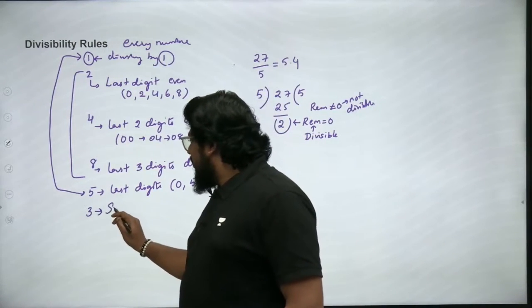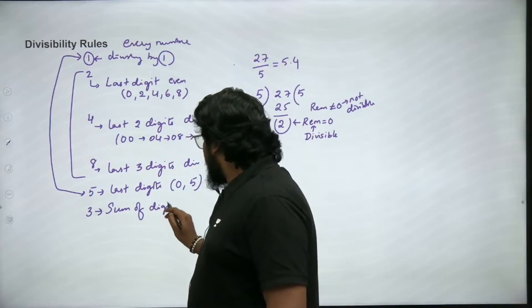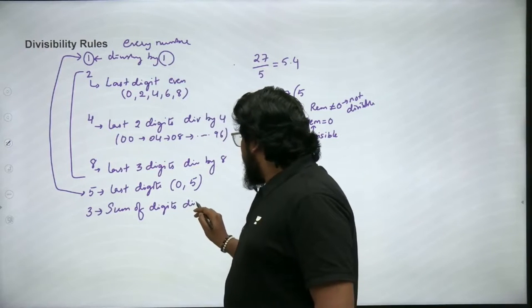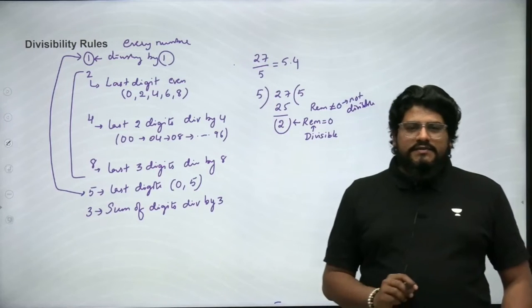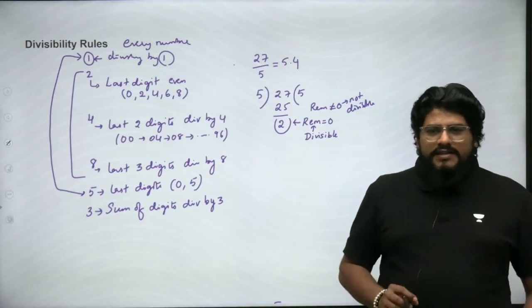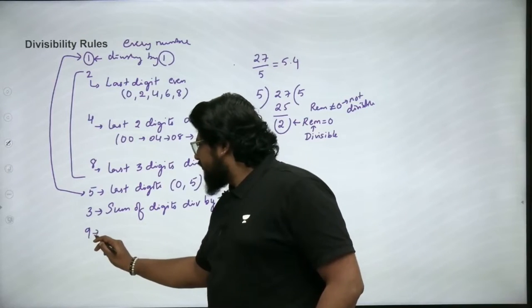For 3, you need to add the digits. Sum of the digits should be divisible by 3. If sum of the digits of a number is divisible by 3, then the entire number is said to be divisible by 3. Same goes with 9.